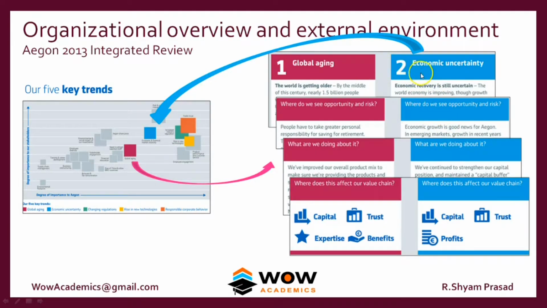So one PEST actually is economic uncertainty. They see an opportunity and risk in that, and what they are trying to do to mitigate that risk or exploit that opportunity, and where it affects their company. So it tells how things merge together in reality.